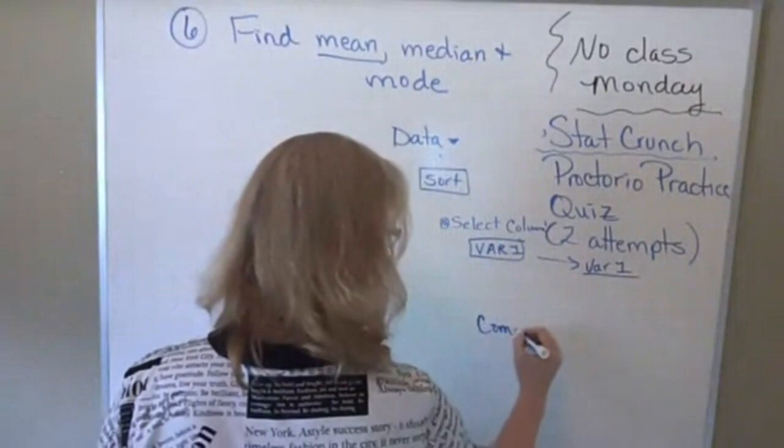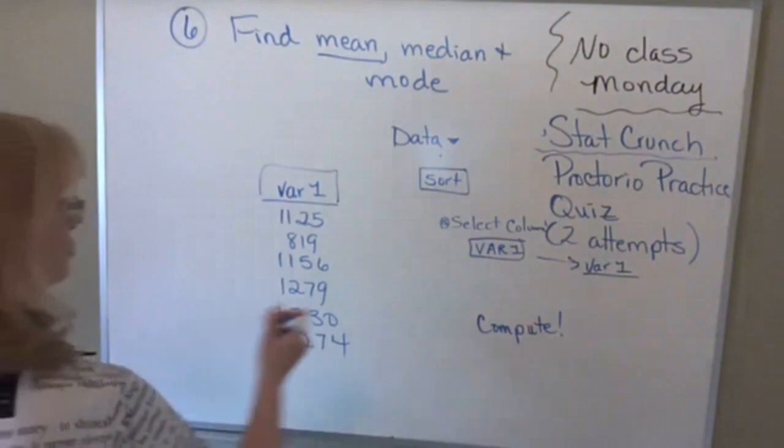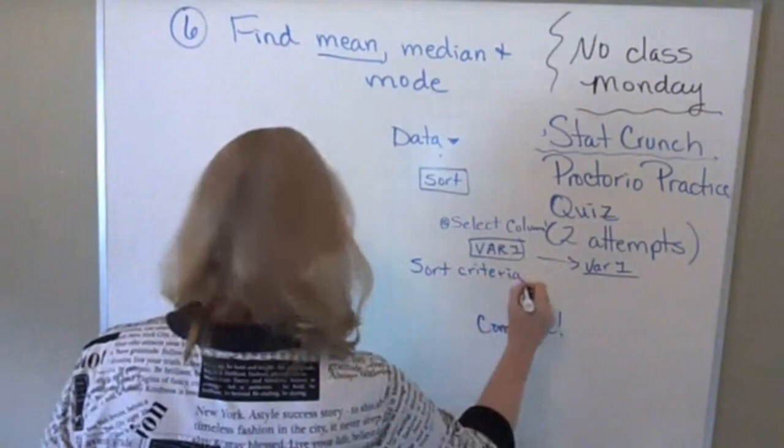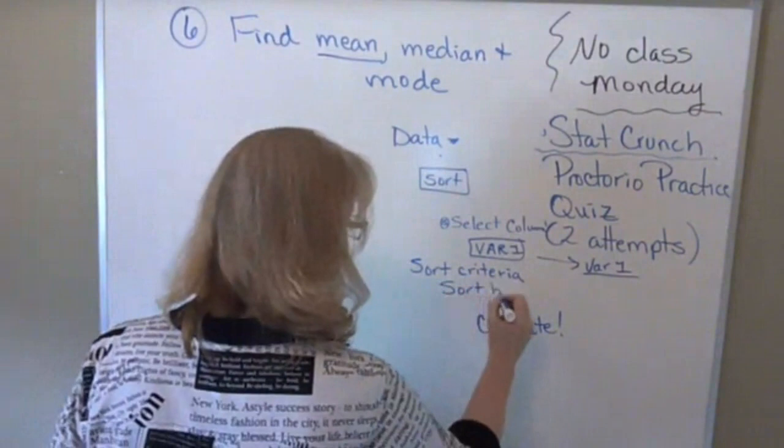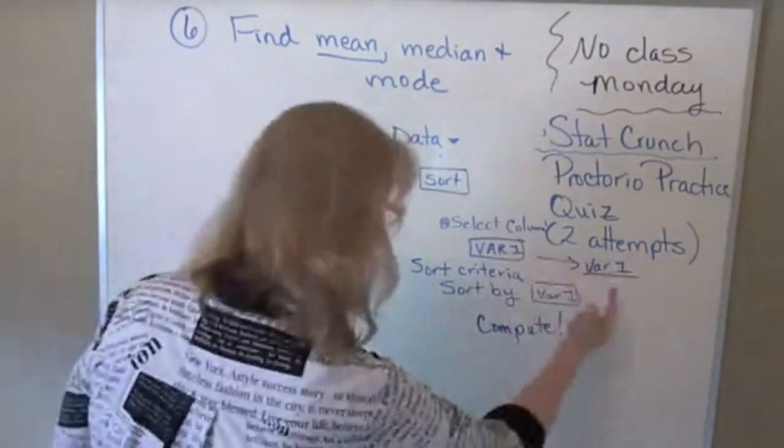Even though we're not really computing anything. When I click that, it says sort by, and I have to select that too. Where it says sort criteria, I skipped a step. It told me I messed up. Under sort criteria, I had to sort by, and I had to choose VAR1 again. It's variable one, that's what that means. I had to choose that again because apparently this wasn't enough. And then Compute.